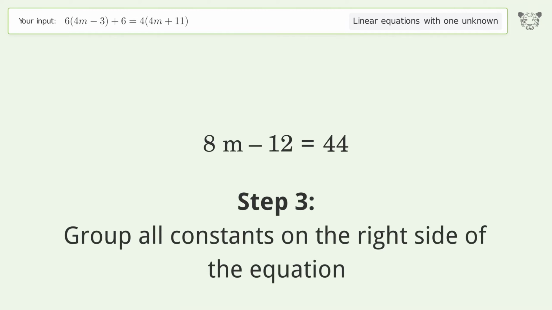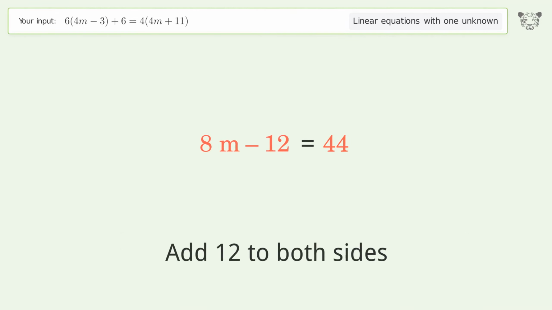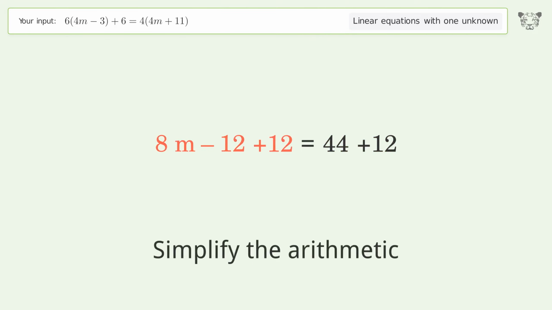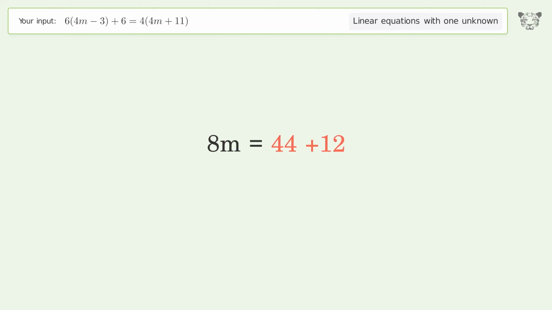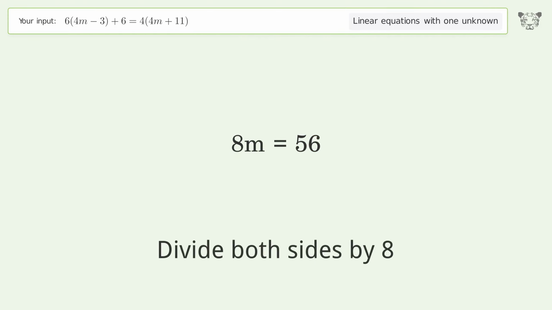Group all constants on the right side of the equation. Add 12 to both sides. Simplify the arithmetic. Isolate the m. Divide both sides by 8.